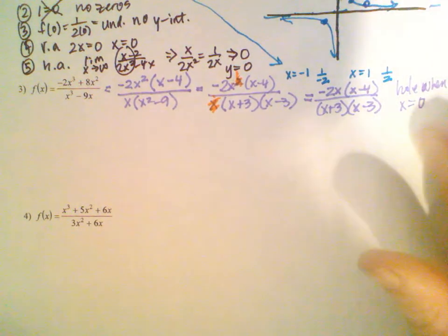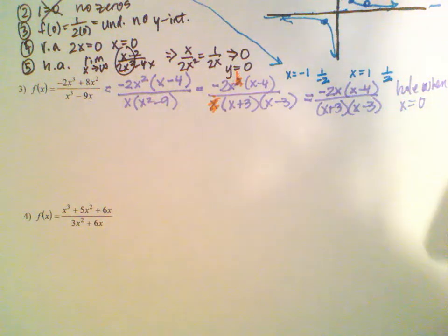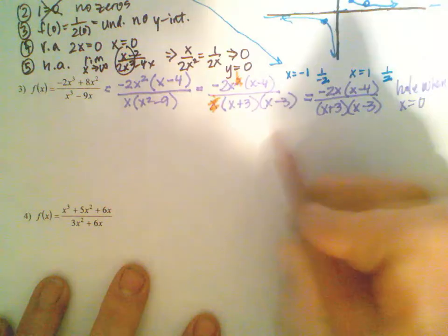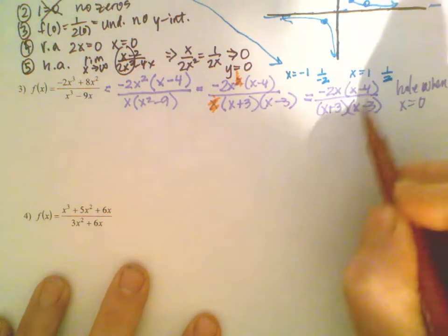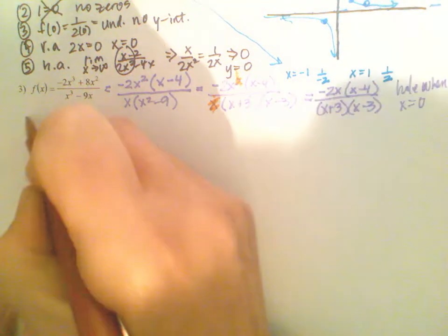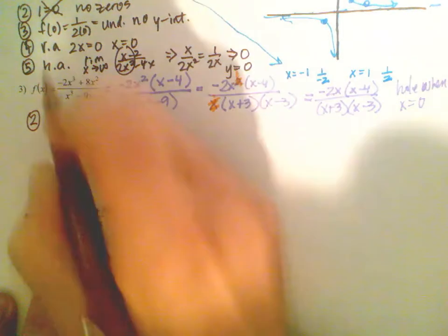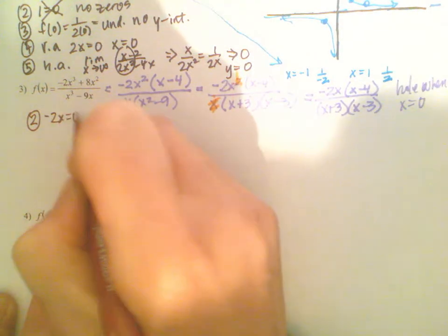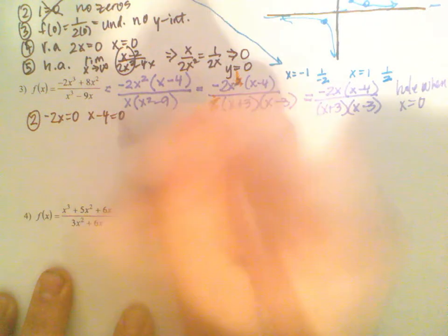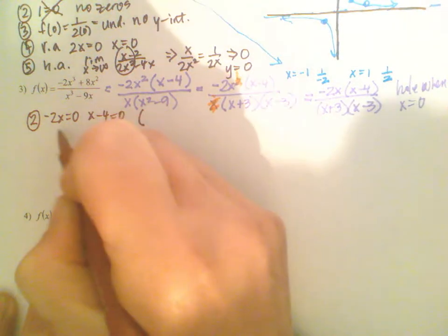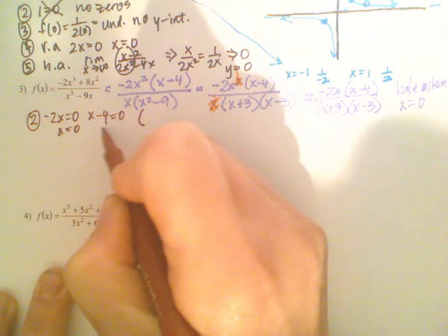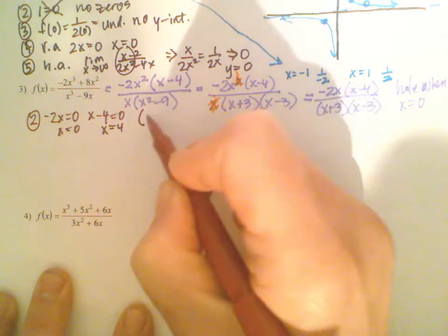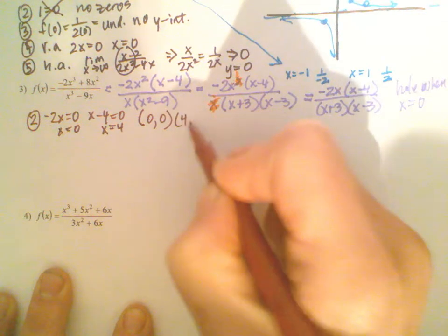So I have my hole when x is 0, and now I can go ahead and do that whole procedure where I start to find my zeros, my y-intercept. So factored, this is what I'm going to be working with. This is the function that's left. So for 2, I'm going to set the numerator equal to 0, so negative 2x equals 0, and x minus 4 equals 0. So I have a 0 at 0, 0, and a 0 at 4, 0.